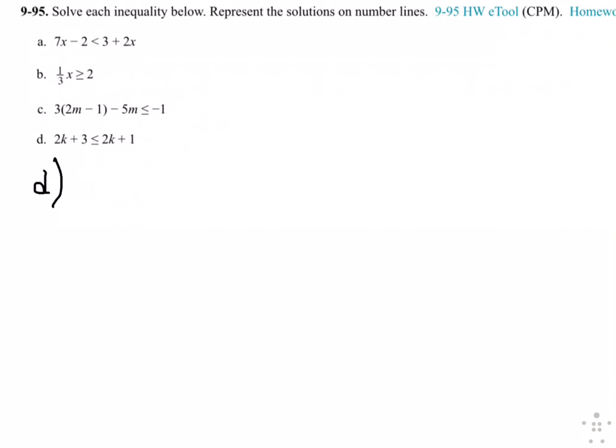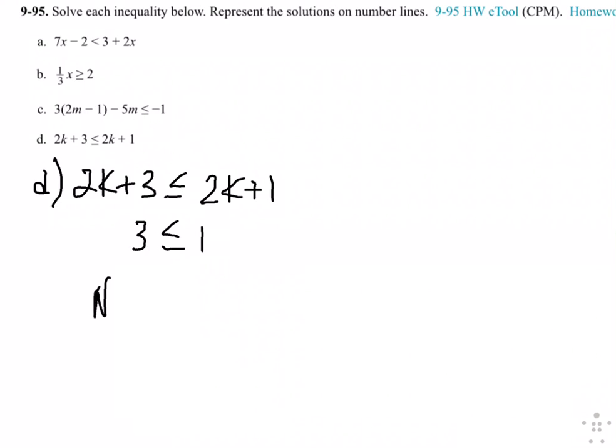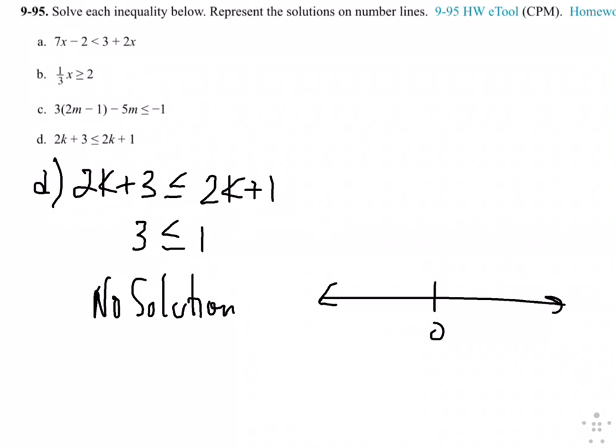D, we have 2k plus 3 less than or equal to 2k plus 1. Subtract 2k from both sides, and we're left with 3 is less than or equal to 1. So now we say, when is 3 less than or equal to 1? And 3 is never less than or equal to 1, so this is no solution. And if you had to graph it, right, it would just be an empty number line.